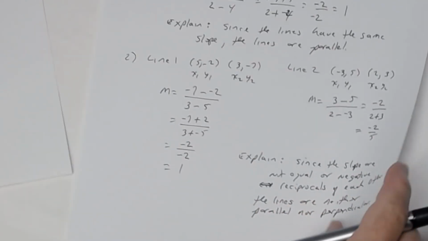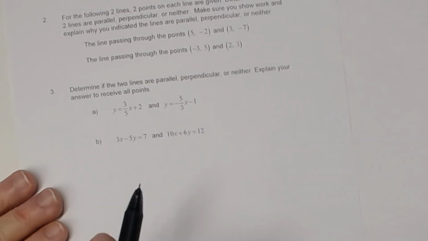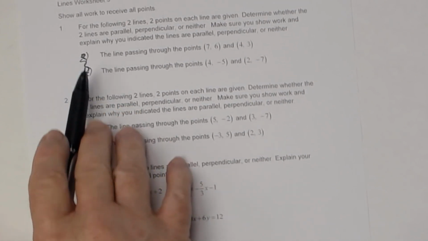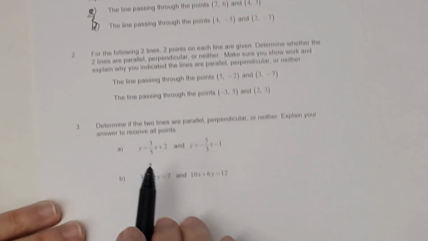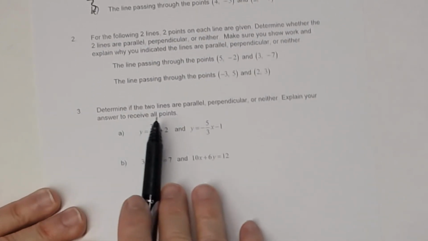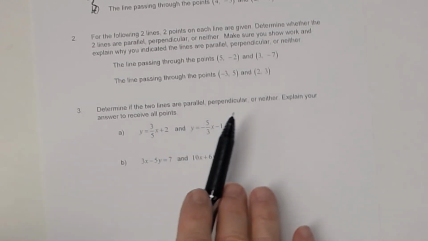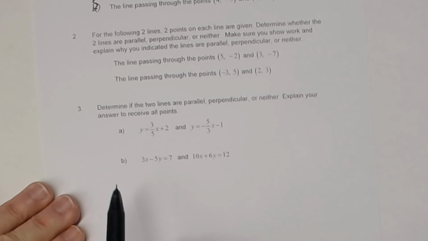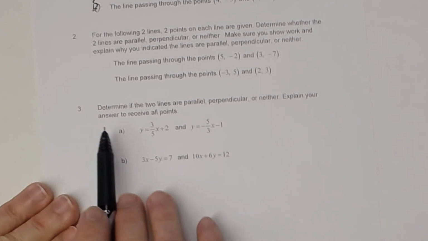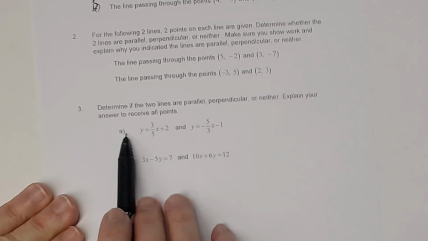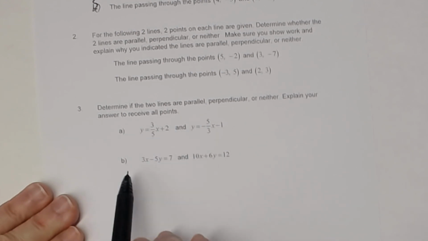Okay, and then finally number 3. Let's look at number 3. Notice in number 1 and 2, you're given points on the line. In number 3, you're given the equations of lines. Number 3 has 2 parts though. Here are the 2 lines in part A, and here are the 2 lines in part B.